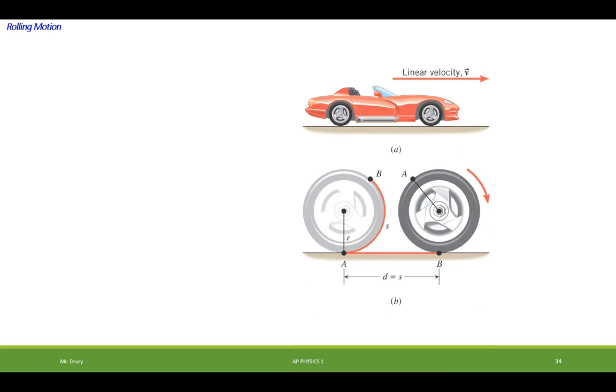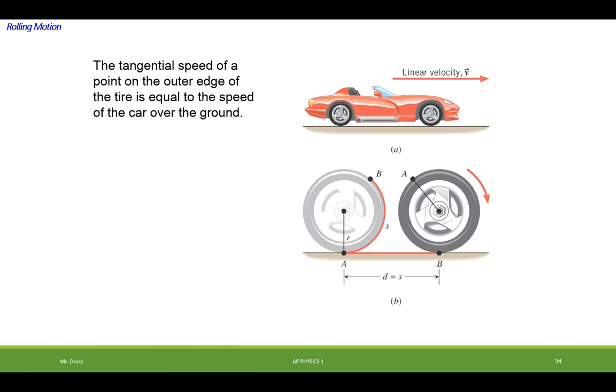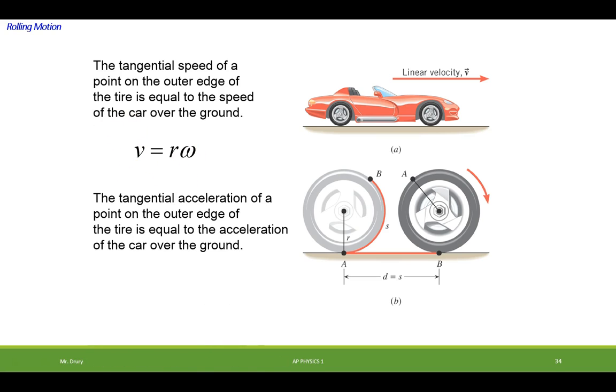All right. This is kind of common sense, but it's worth noting. The tangential speed of a point on the outer edge of a tire is equal to the speed of the car over the ground. And this assumes there's no slipping, right? So we know that velocity is equal to r omega. Okay? And that's velocity tangential. The tangential acceleration on the outer edge of the tire is equal to the acceleration of the car over the ground as well, and that would be equal to r times alpha.